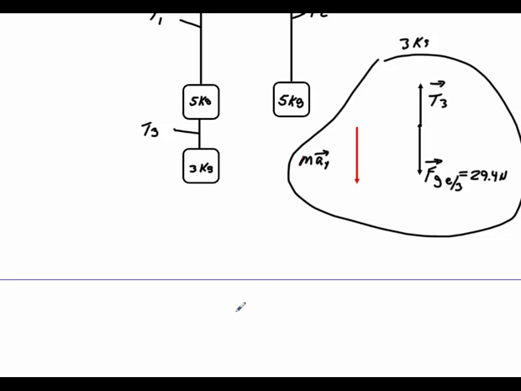We can come up with an equation immediately for it. We're going to let anything that goes down be negative, anything that goes up be positive. So we can say that the vector T3 minus 29.4 newtons is equal to mass, which we know in this case is going to be 3, times acceleration in the y direction, like that, and we put that in negative because this is going down and this is going down. So that's our first equation.